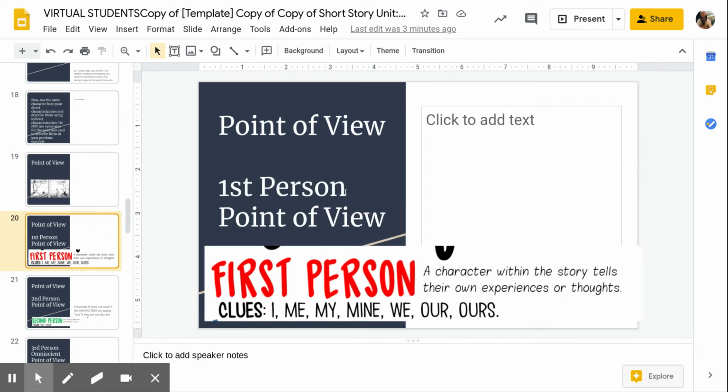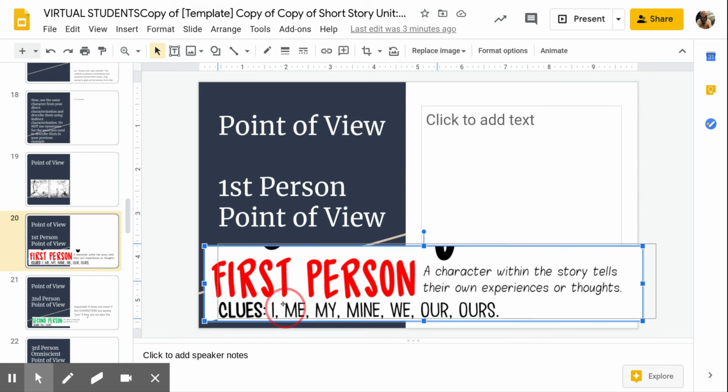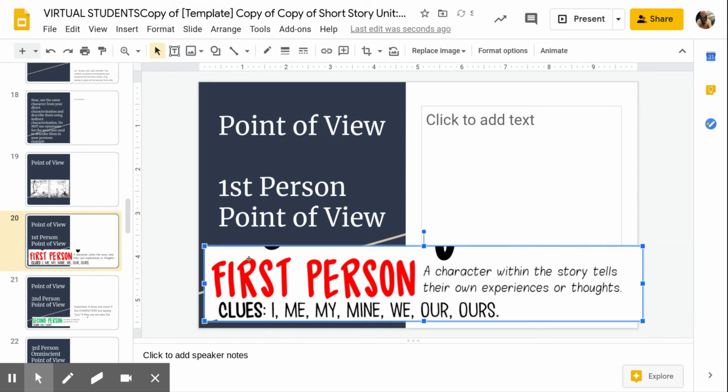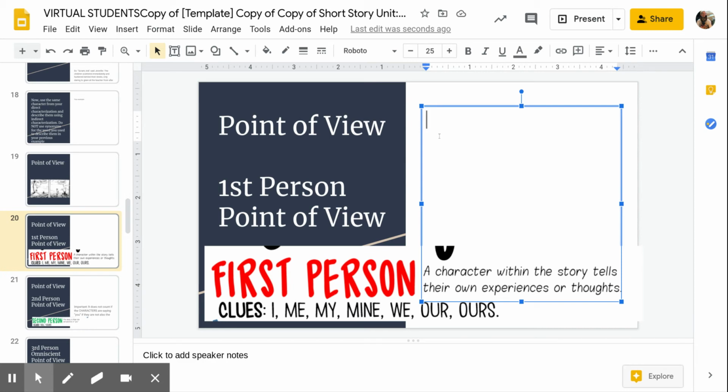So first person, the biggest thing is we just need to know these pronouns down here. Pronouns are things like I, me, my, mine, we, our, ours. All of those are pronouns because they specifically just replace a noun. Instead of saying Mr. Jones, I might say I. That's all I'm meaning whenever I say pronouns.